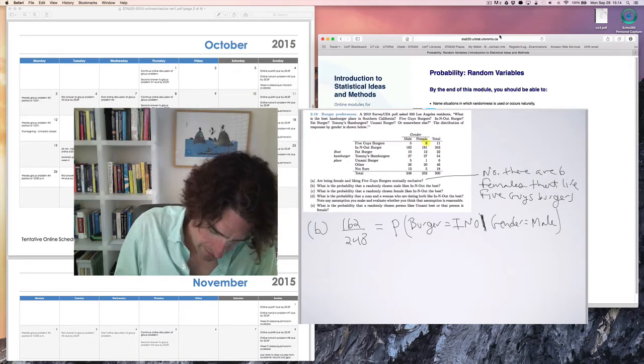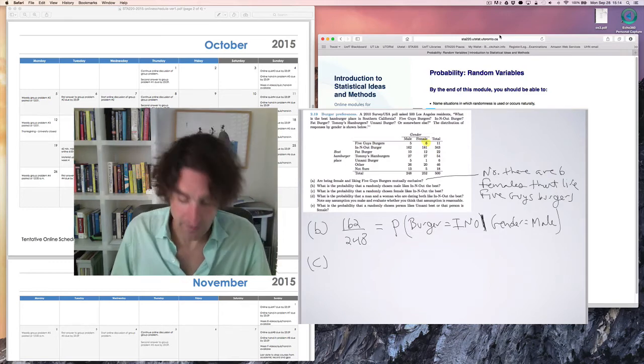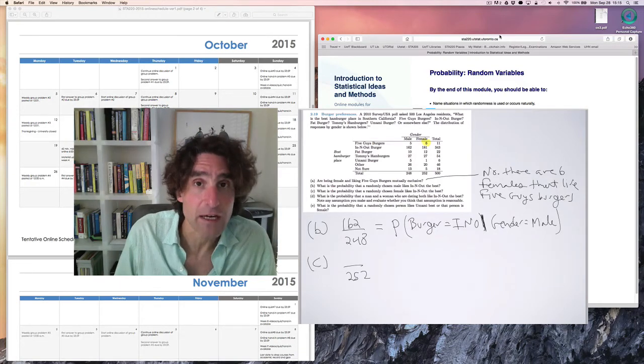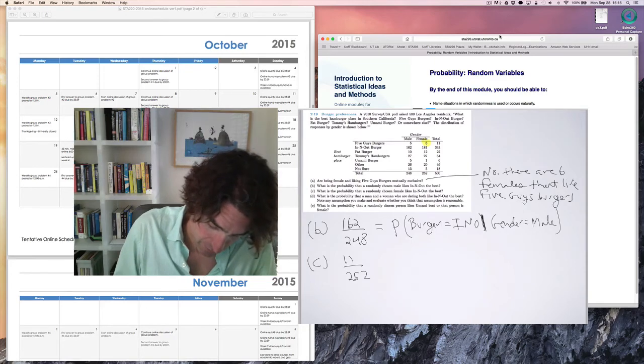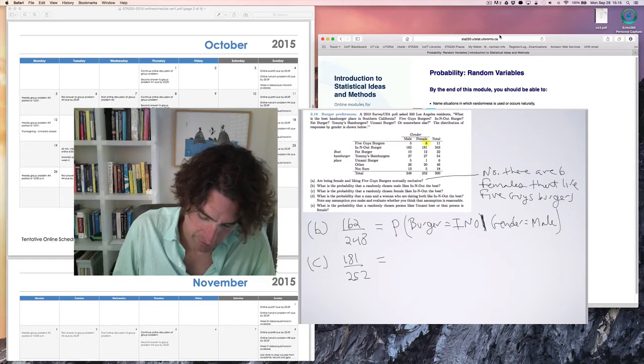Part C, what is the probability that a randomly chosen female likes In-N-Out the best? Well, there's 252 females, and 181 of them like In-N-Out the best. So 181 divided by 252. And it's similarly a conditional probability. Probability burger is In-N-Out, but this time conditioned on gender is equal to female.